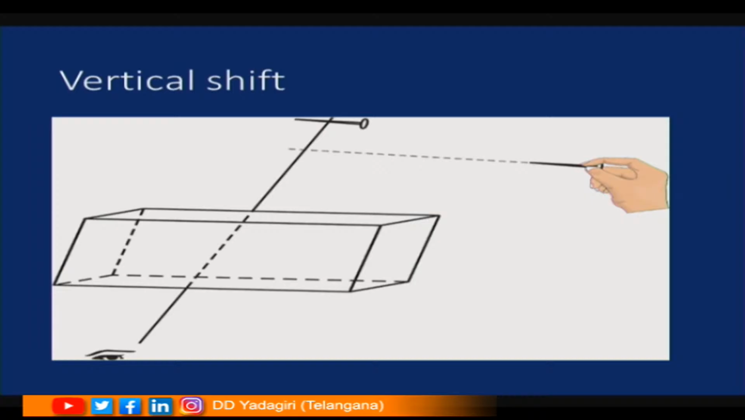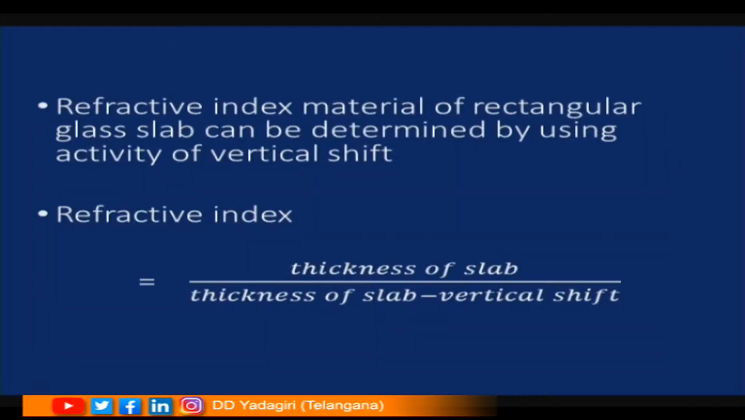With respect to vertical shift, we can find out the refractive index of the material of the glass slab, which can be determined by using the activity of the vertical shift. Refractive index of the material of the rectangular glass slab can be determined by using the activity of vertical shift. Refractive index is equal to thickness of slab divided by thickness of slab minus vertical shift. So, this is the formula to calculate the refractive index of the given rectangular glass slab.